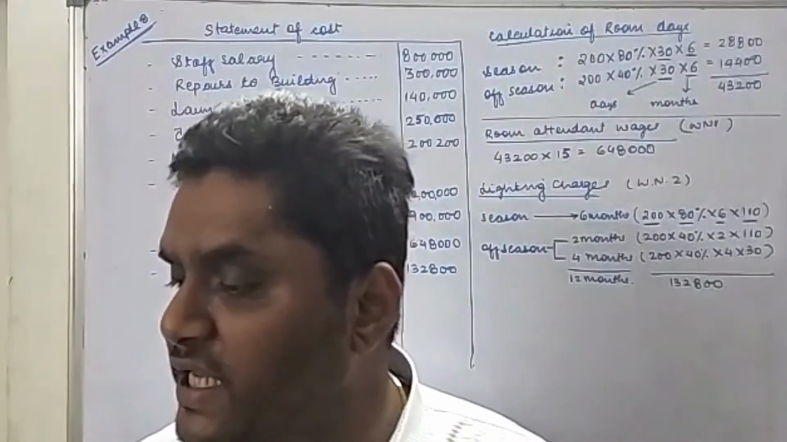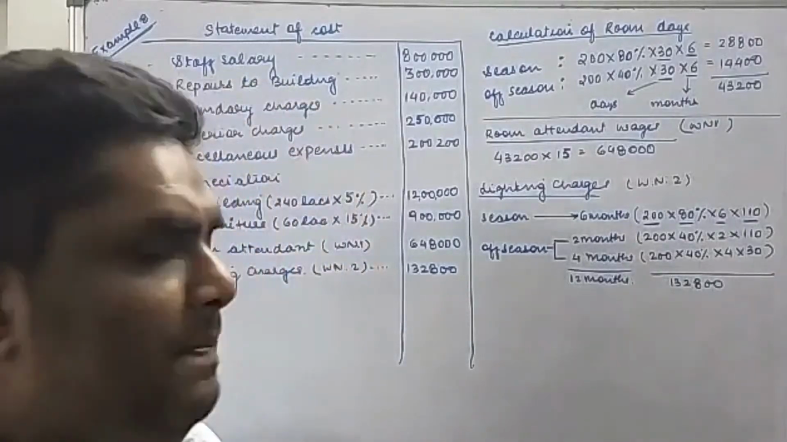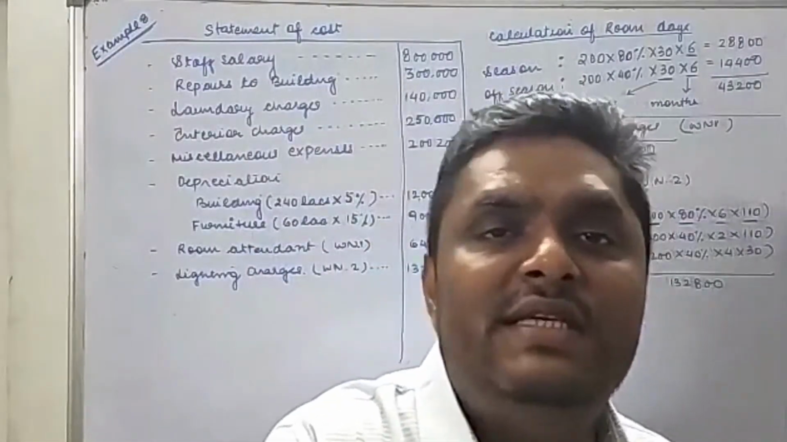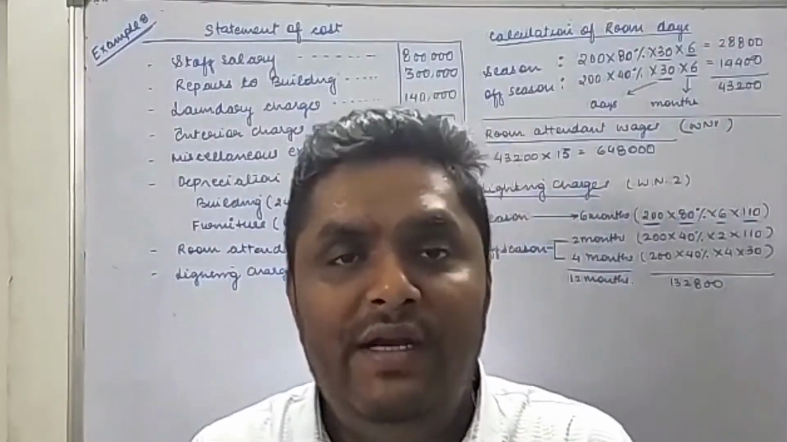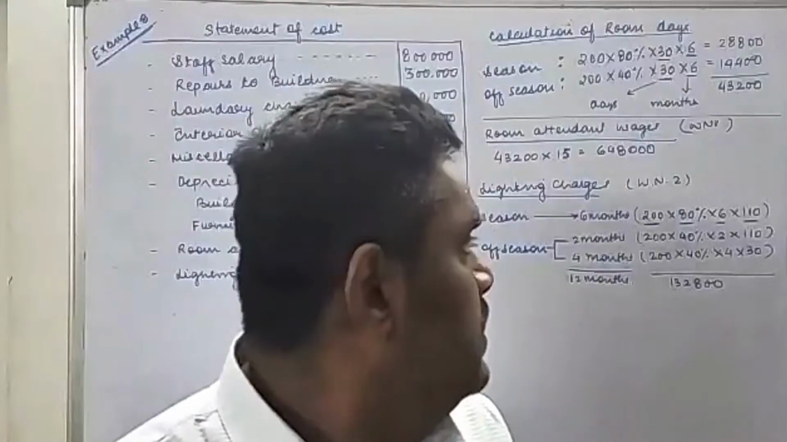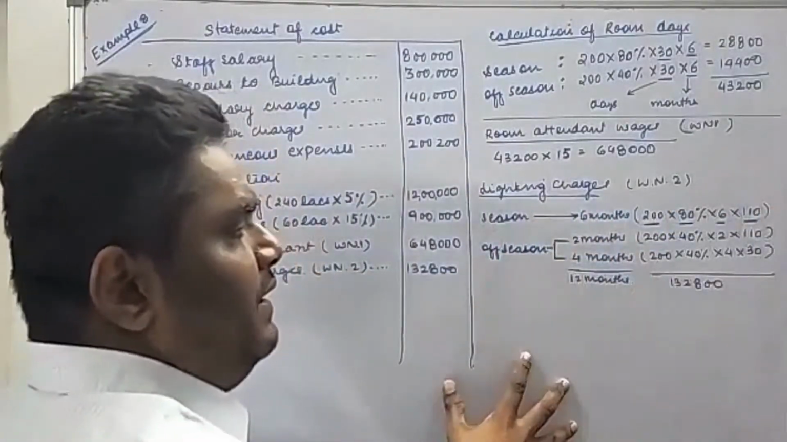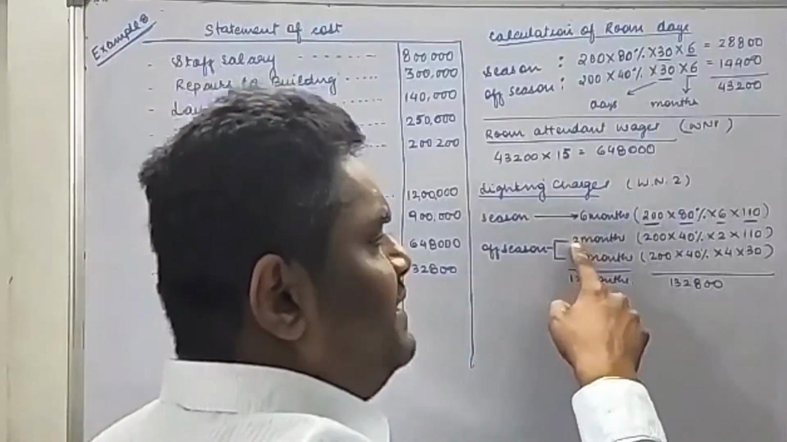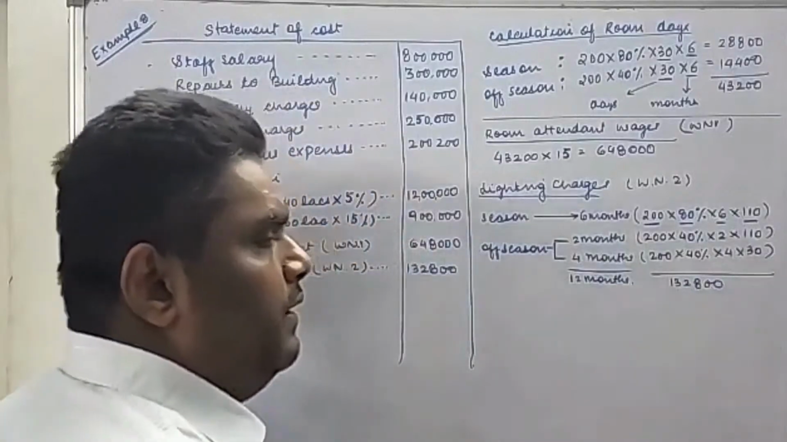Srinivas sir, can you please explain how you got season and off-season months? So see, it is given in the question straight away that 6 months is the season period, 6 months is the off-season period. Further, winters are off-season. So here the season is of 6 months, wherein the charges are 110. When talking about off-season also, for 2 months it is 110. For remaining 4 months it is rupees 30 only.